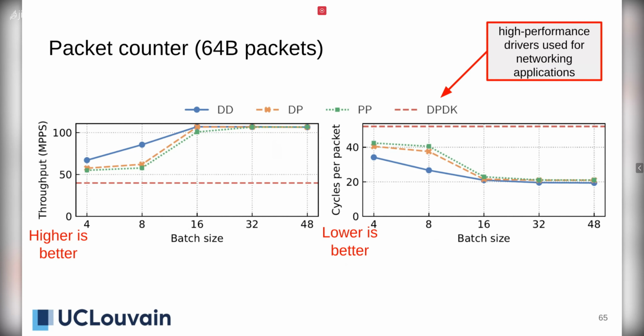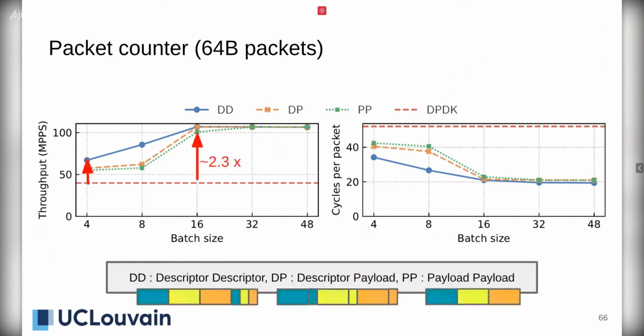So here we have two graphs. On the left, we have the throughput, so higher is better. On the right, we have cycles per packet, so lower is better. On the x-axis, we have the batching size. The first thing we can notice is that even with very small batches of 4 packets, you already have much more performance. And starting from batches of size 16, you have a 2.3x improvement in terms of performance.